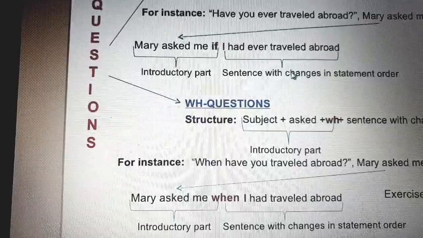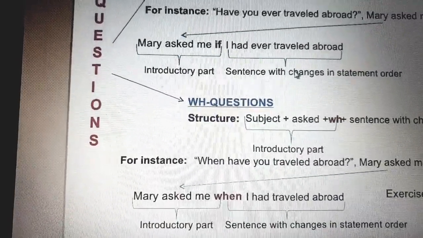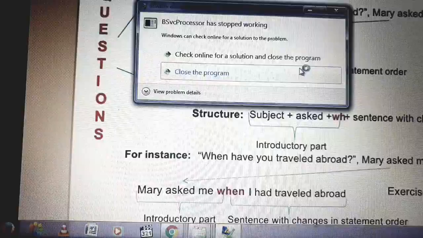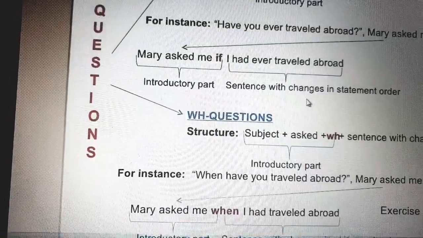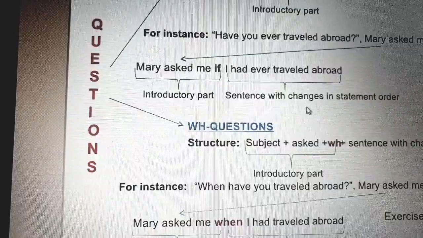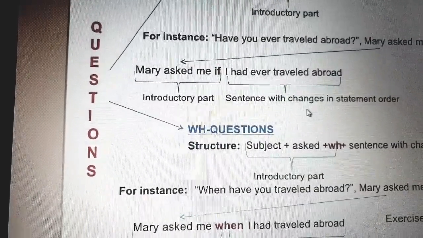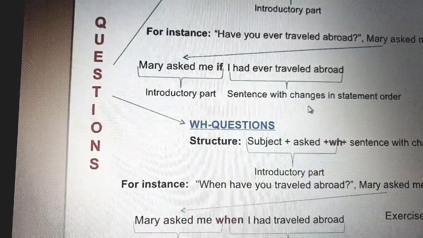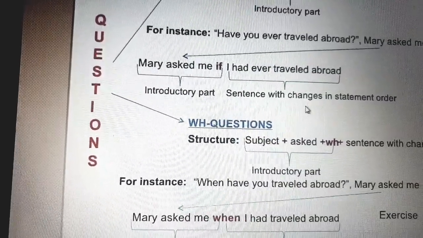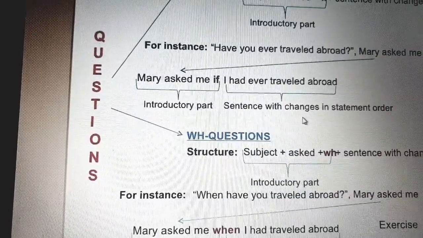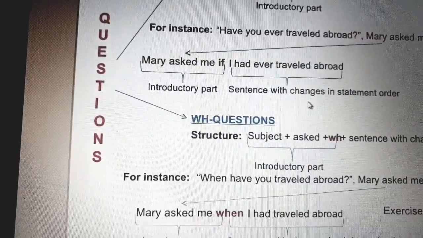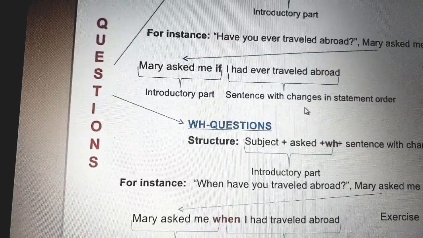From direct to indirect, we put the WH word that we have in the direct question. In WH questions we don't use if or whether, but we use the WH word, like when, who, whose, how long, and so on. Then after the WH word, we should put the subject because, as I told you, the question is going to change into a sentence.